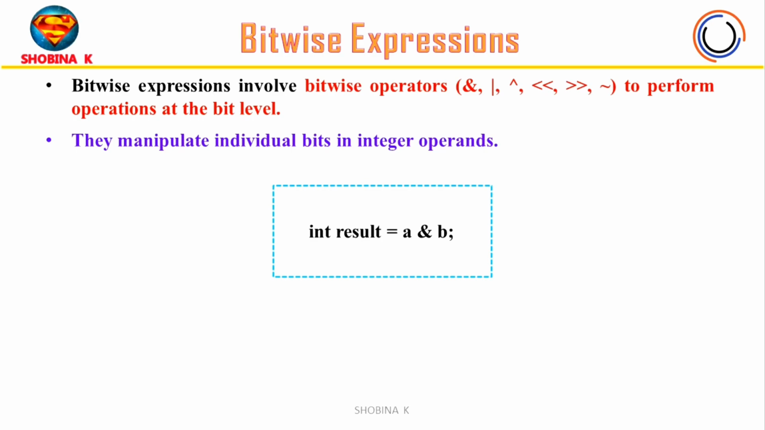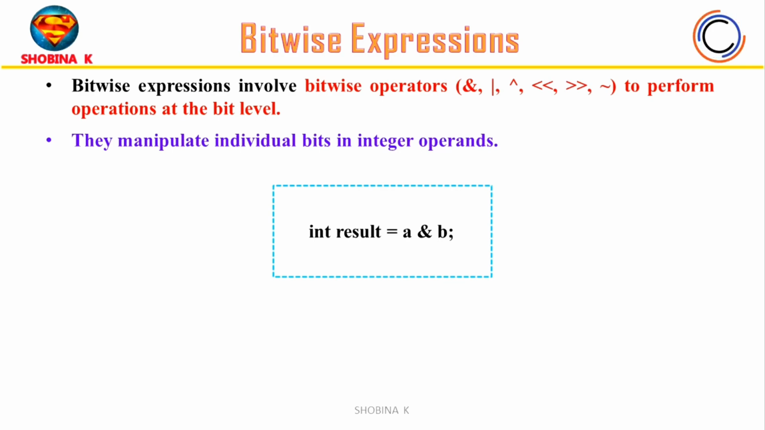Moving further, we have bitwise expressions. Bitwise expressions are essential for manipulating individual bits within integer operands using bitwise operators. Bitwise expressions include bitwise operators like bitwise AND, bitwise OR, bitwise XOR, bitwise left shift, bitwise right shift, and bitwise NOT. And these operators allow you to perform low-level bit manipulation operations, which are useful in tasks such as setting, clearing, toggling, and checking specific bits within integer variables.